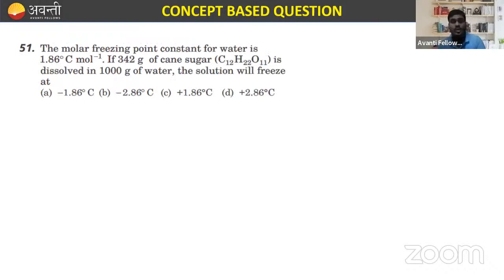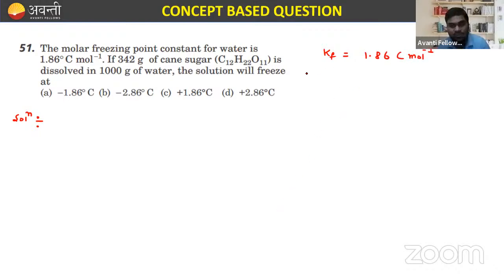Next, this one is a very, very important question, beta. So try to solve this question. In this question, the molar freezing point constant for water is given. First of all, write the given quantities. We know that here Kf is nothing but 1.86. So this is known as the molar freezing point constant, 1.86 for water, right? So this is a constant. Okay, so this is Kf.